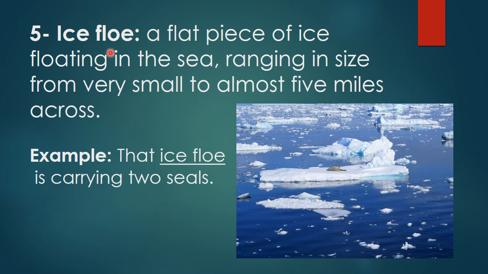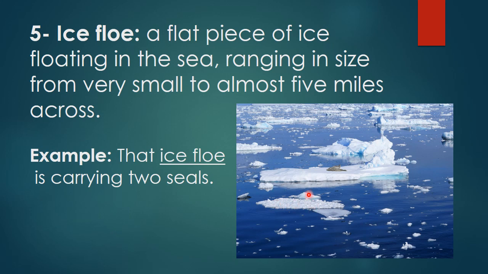Ice floe. Ice floe is a flat piece of ice floating in the sea, ranging in size from very small to almost 5 miles across. Okay, as you see in this picture, this part right here is an ice floe. Okay, it's flat, as you see, and it's a piece of ice. You can see here, here's another one. So it's ranging in size from small to very large or massive.